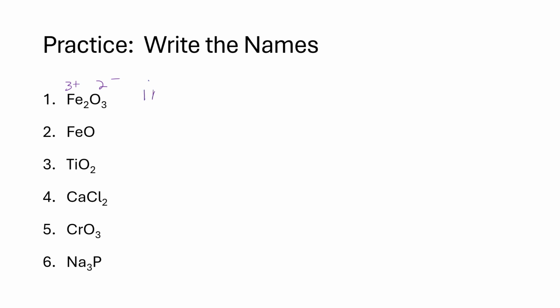So we're going to name the compound as iron, Roman numeral 3, oxide. First element, normal name, plus Roman numeral since it's a variable charge metal. Second element, IDE ending, so oxygen becomes oxide.